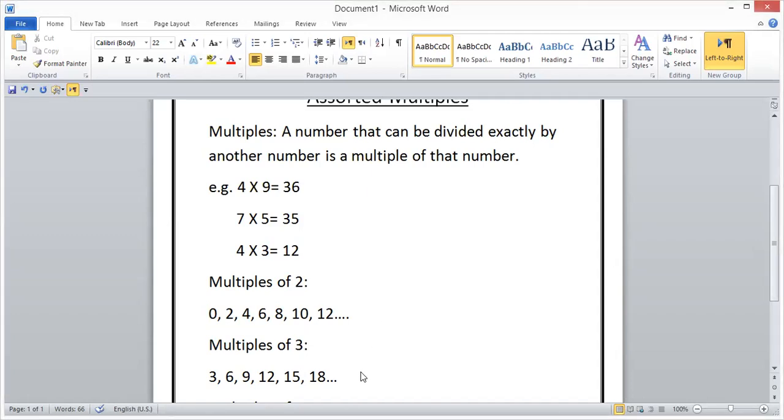So you know multiples of 2 and you can identify multiples of 2. How can you identify multiples of 2? By checking the last digit. If the last digit of any number is 0, 2, 4, 6 or 8, that means it is a multiple of 2. If the last digit is not one of these, it is not a multiple of 2. And to check multiples of 3, you can check whether the number comes in the table of 3 or not. If it comes in the table of 3, that means it's a multiple of 3. Otherwise, it is not.